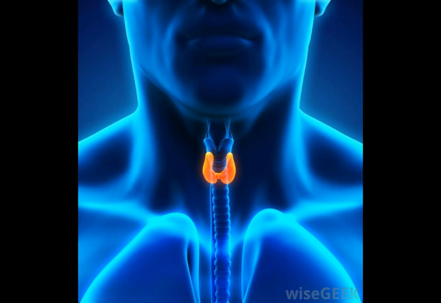A hypoechoic mass is a lump which appears relatively darker on an ultrasound scan, because it reflects fewer ultrasound waves. The significance of this finding varies depending on the context. Some tissues normally reflect more or less ultrasound waves than others.